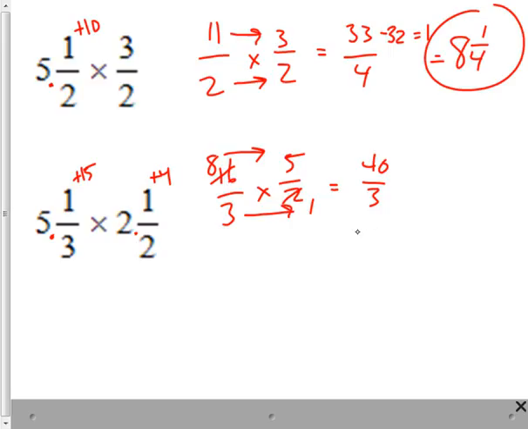Think of your multiples of 3 here. I can take away 39. 3 times 13 is 39. It's going to give me 1 left over. So I'm going to have 13 and 1/3 for an answer. And I can't simplify that any further.